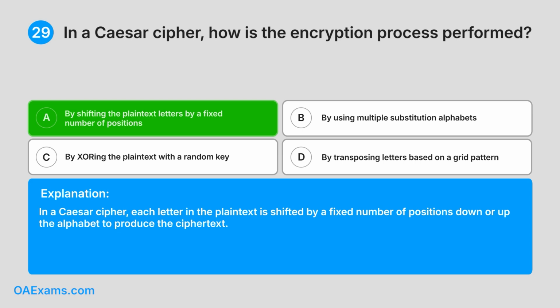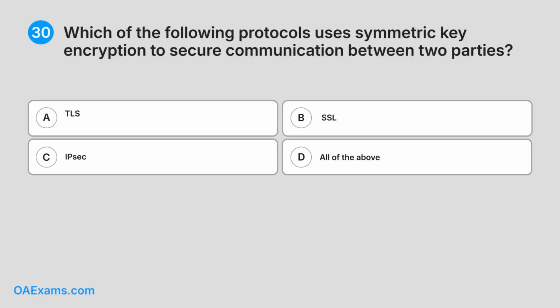Explanation: In a Caesar cipher, each letter in the plaintext is shifted by a fixed number of positions down or up the alphabet to produce the ciphertext. 30. Which of the following protocols uses symmetric key encryption to secure communication between two parties?